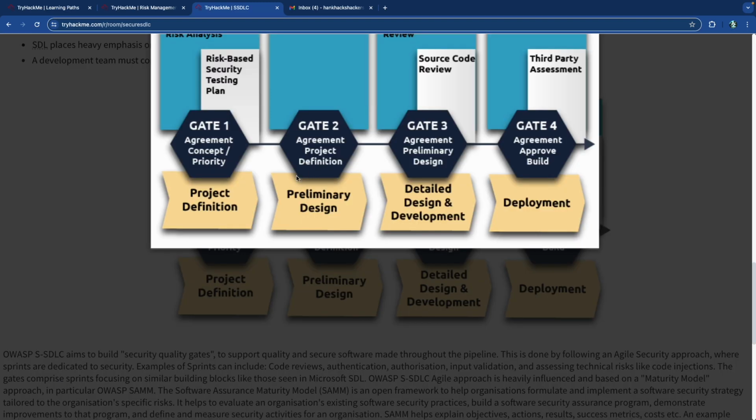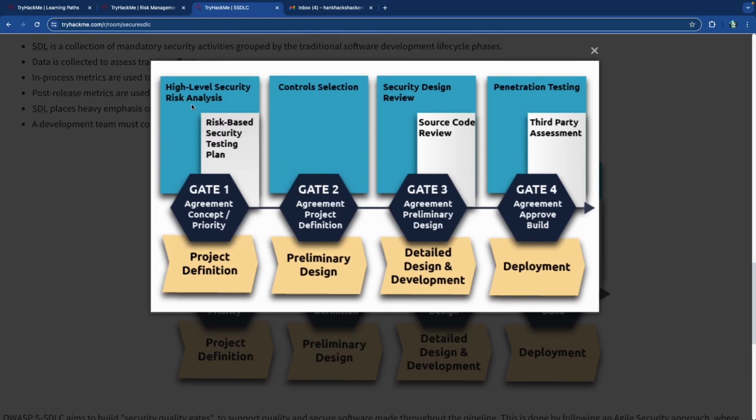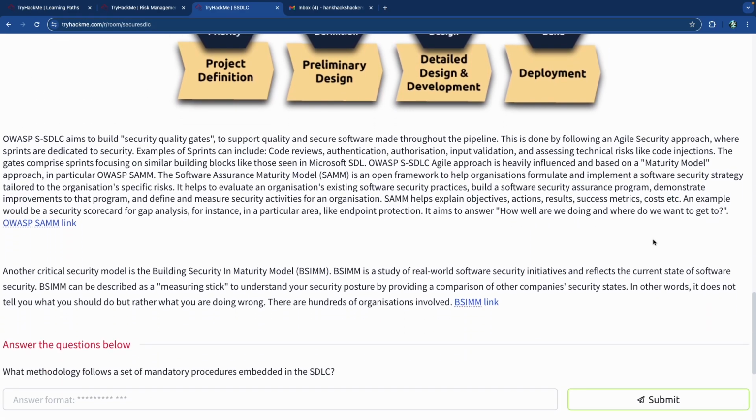And this is what it looks like over here, where you have the high level of security analysis, security risk analysis, base training, and agreement and priority. So the project definition is all gate 1. And then you have the controls selection, which is before you actually design, so the preliminary design, the initial design, so to speak. Then you have the security design review, where you're actually looking at the source code itself. You're doing the static analysis of the code. And then you have pen testing, which is once it's actually up and running and you're doing deployment, and you hire somebody to come and attack the software itself.